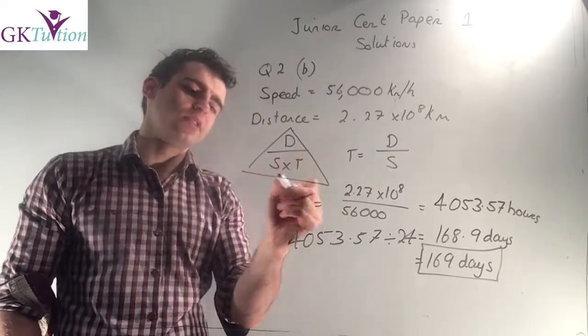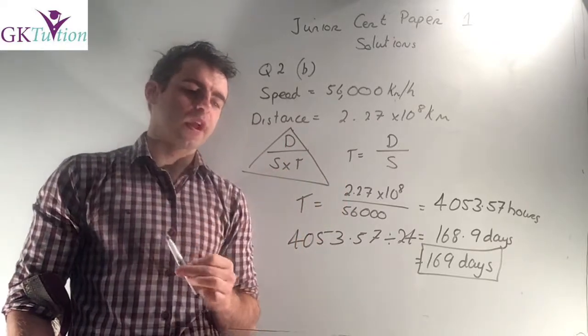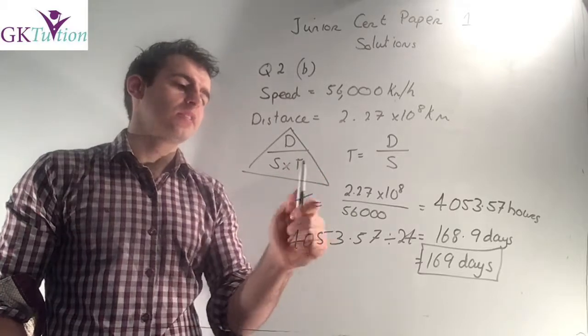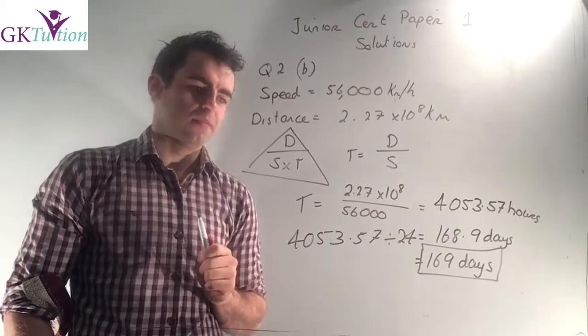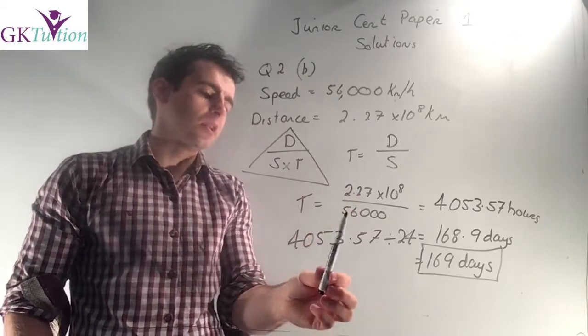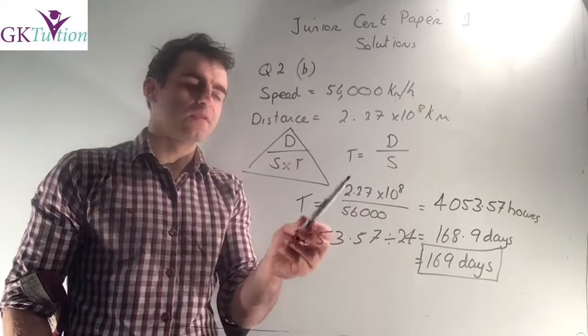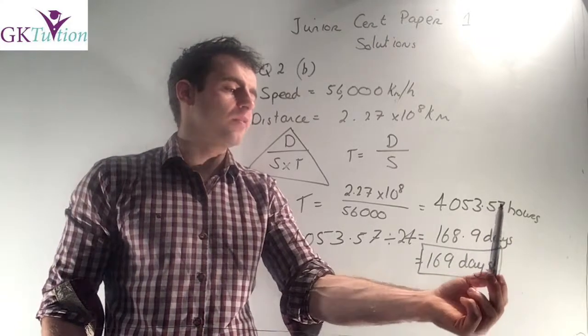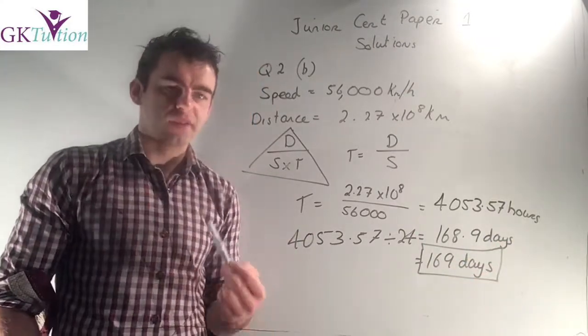And then obviously we're dealing with our distance, speed, time triangle. We're looking for time, so if you cover time, that means time is distance divided by speed. I know the distance is 2.27 by 10 to the power of 8. The speed is 56,000. So if you divide it in, that means it would take 4,053.57 hours to travel to Mars.